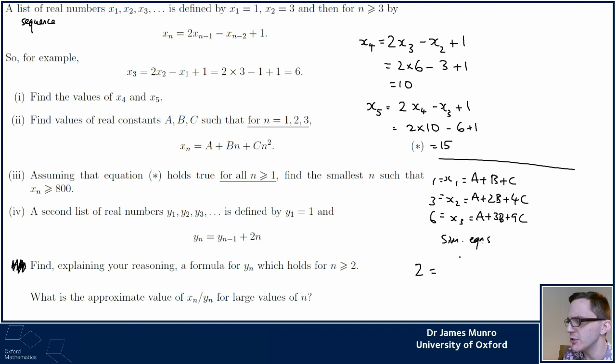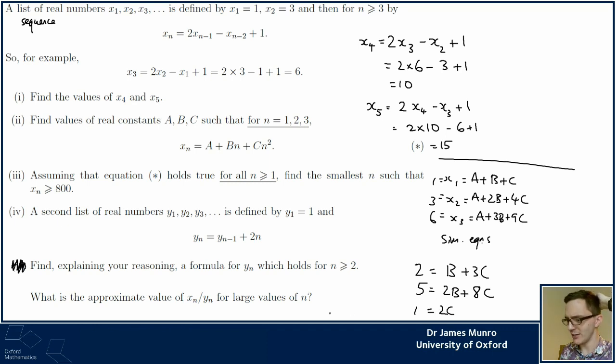So I'd get something like 2 is B plus 3C. And I do third equation minus the first equation to get something like 5 is 2B plus 8C. Yeah, 8C. And maybe I'd subtract these as well to get rid of some B's or something like that. What am I going to do? Am I going to do this? I feel like I'm talking myself into solving these simultaneous equations, which is more maths than I intended to do. But there we go.